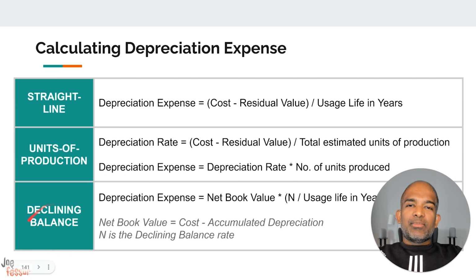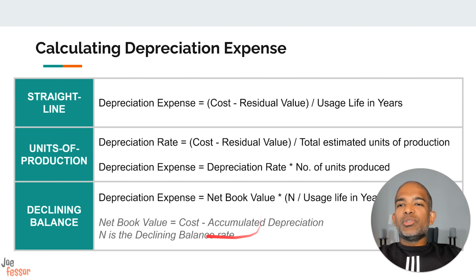In the third and final method, known as the declining balance method, depreciation expense for each time period is calculated by multiplying the net book value of the asset at the beginning of that particular time period with a factor called N, and then dividing it by usage life in years. N is a factor that is used in this declining balance method. It represents the declining balance rate.